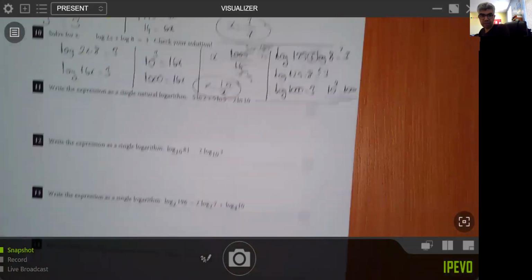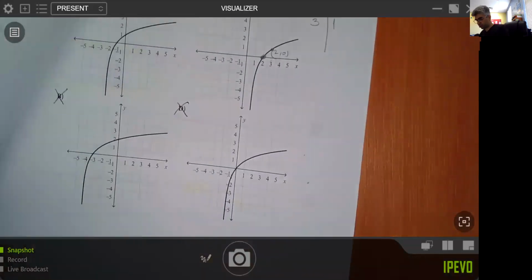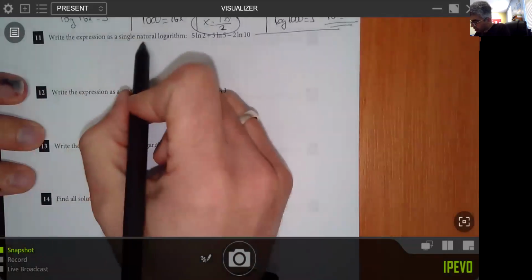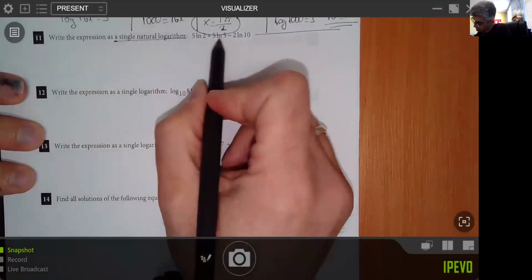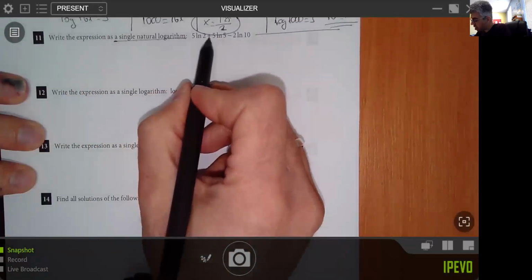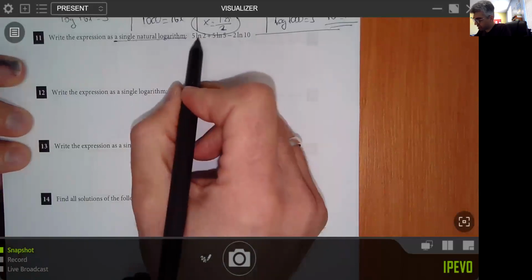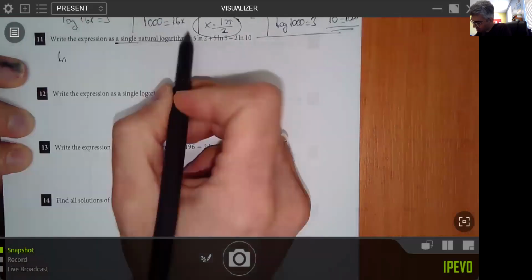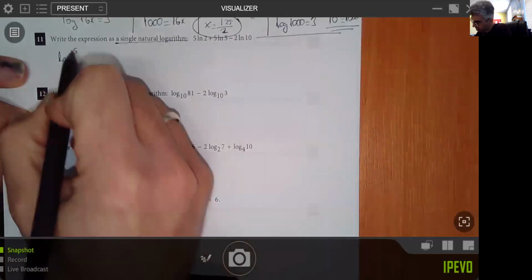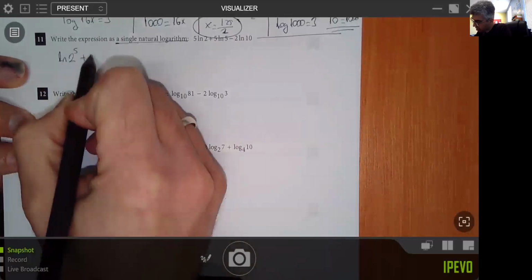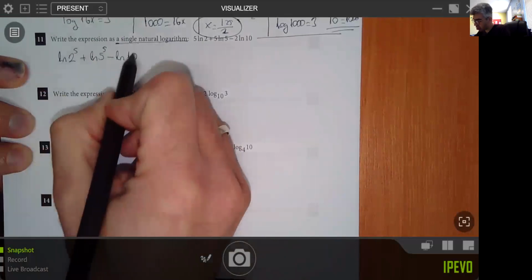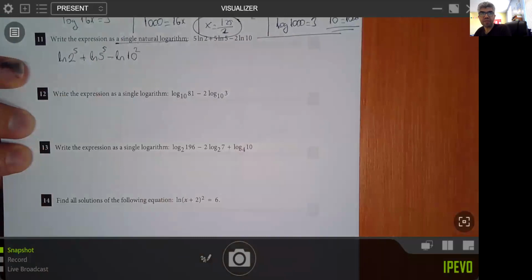Good. Number 11. How many questions do we have? 20. Good. Write the expression as a single natural logarithm. Okay. Well, in case we have pluses and minuses, we go from left to right. So first, I work with the coefficients: ln 2 to the power of 5 plus ln 5 to the power of 5 minus ln 10 to the power of 2. This is the first step.